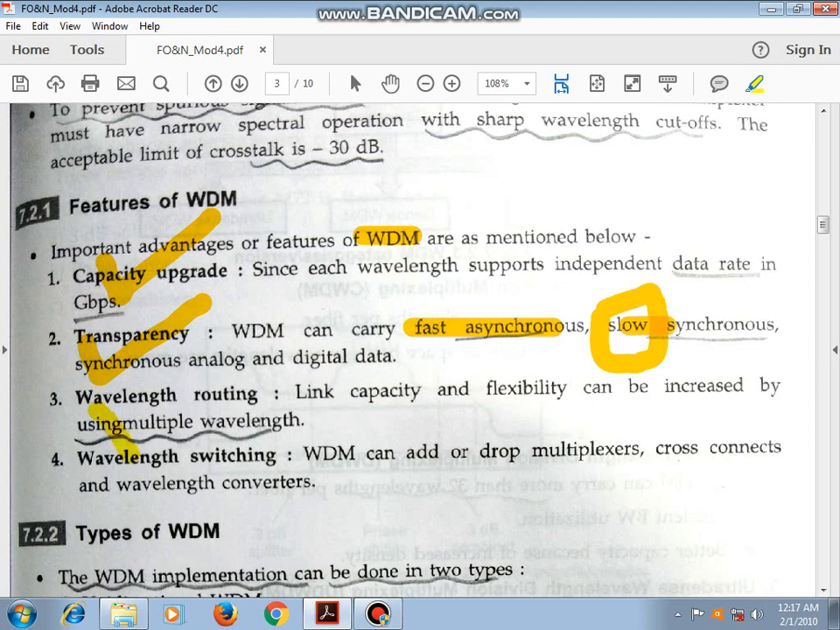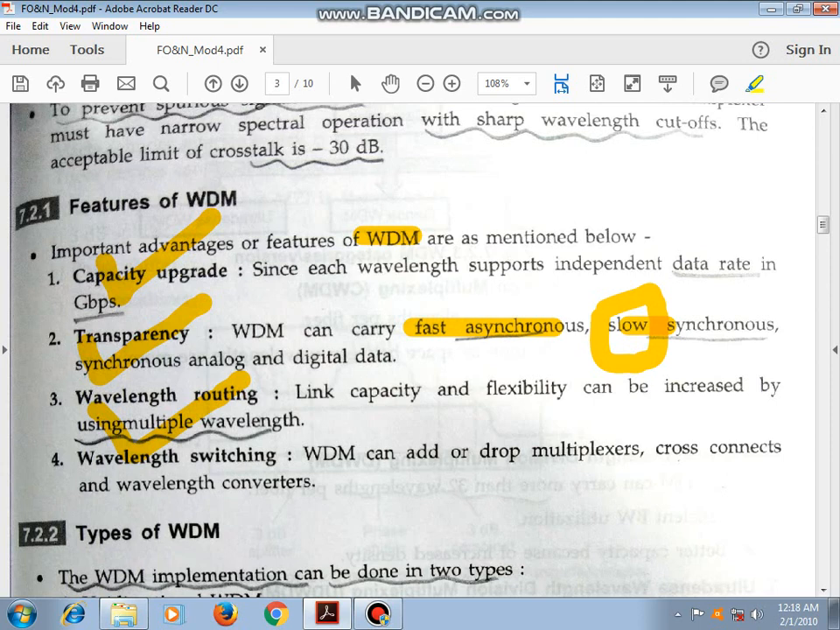Next is wavelength routing. Here you are using a multiplexer. This multiplexer has n number of inputs and one output. You can change the channel. You can route a particular wavelength in a particular channel. That is possible here. What they have written: link capacity and flexibility can be increased by using multiple wavelengths.